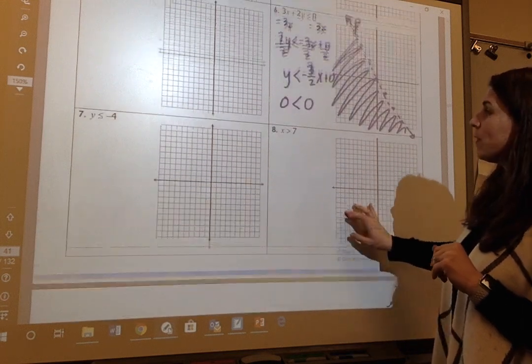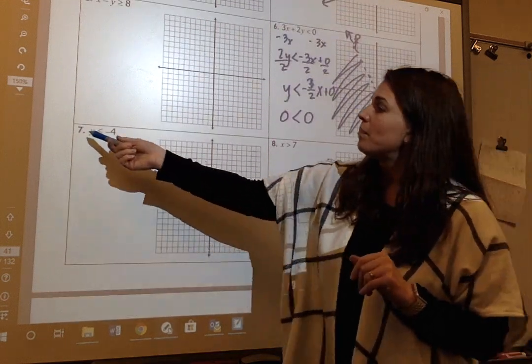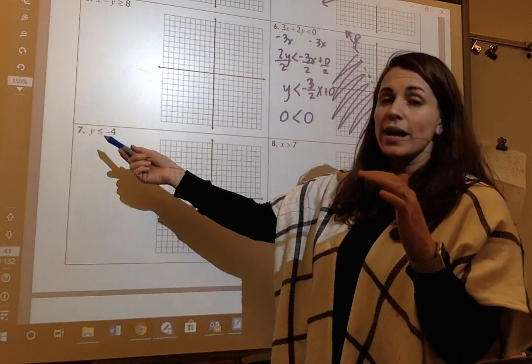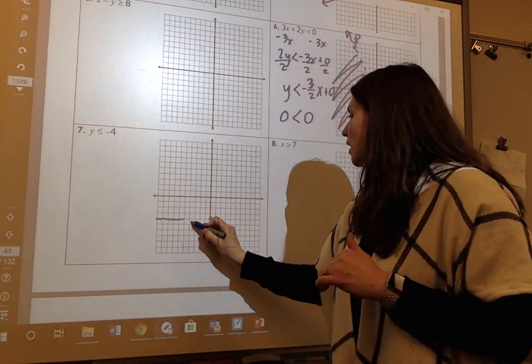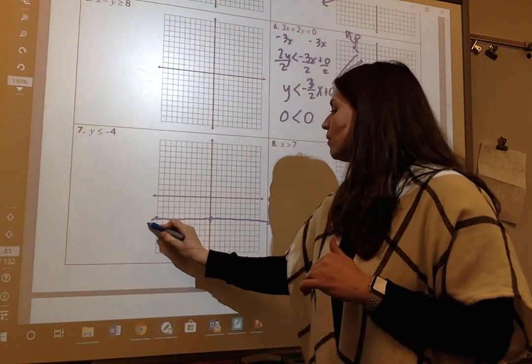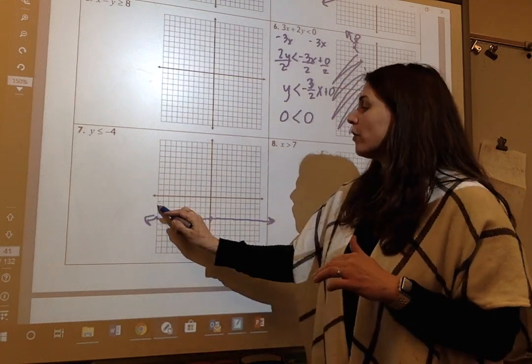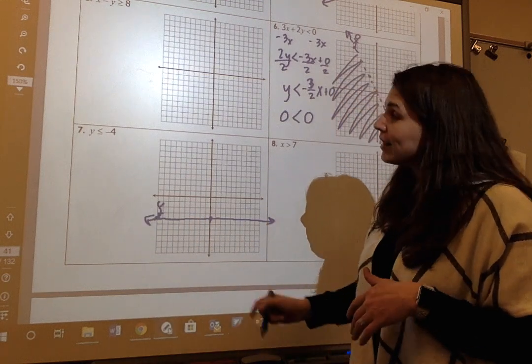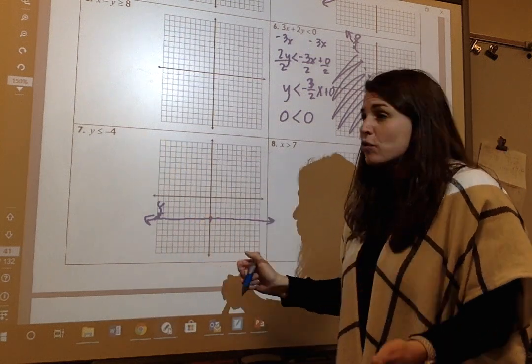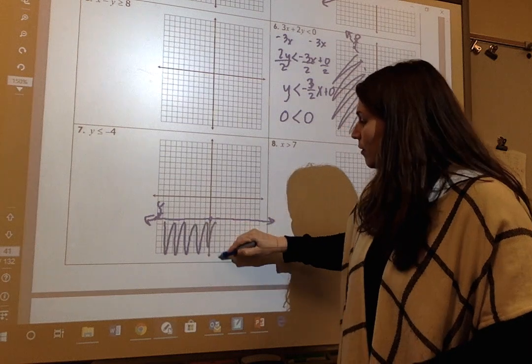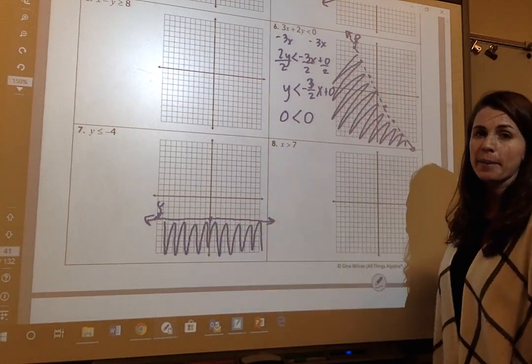All right, last one that we're going to do is 7 and 8. So if you have y is less than or equal to -4, here's -4, and it's a solid line because it's equal to. That's what my line looks like. Here's my skier. And is y less than or greater than? It's less than -4. So what are some numbers that are less than -4? All these underneath the skier, and that's what it looks like.